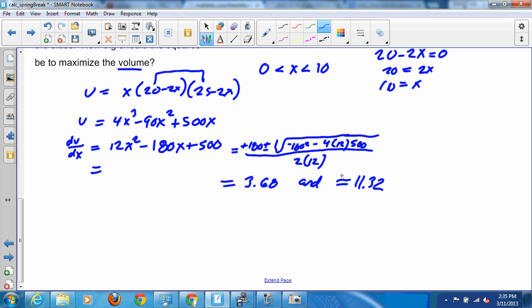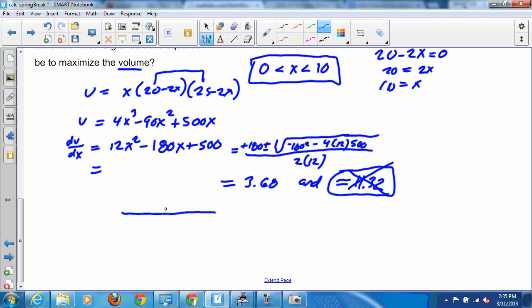Well, if we look at these two values, this 11.32 is outside of our possible range, right? If x is larger than 10, then we don't have any dimension on that one side, so we can't have any volume. So it looks like the only possible value is 3.68. And we could plug this back into the original problem to find out the volume. In fact, that's what we're going to end up doing.